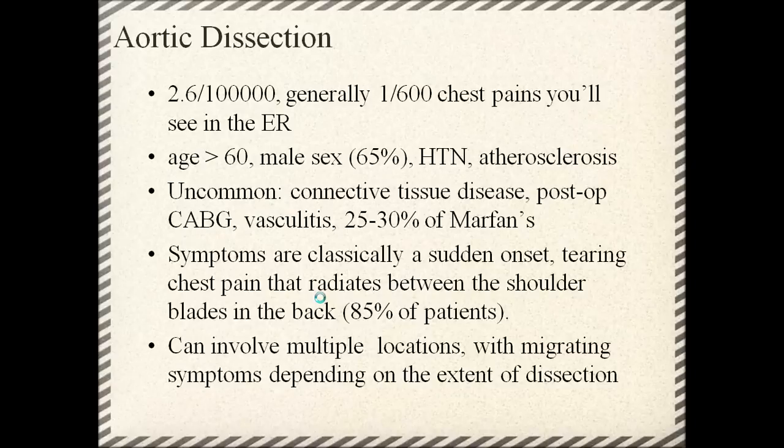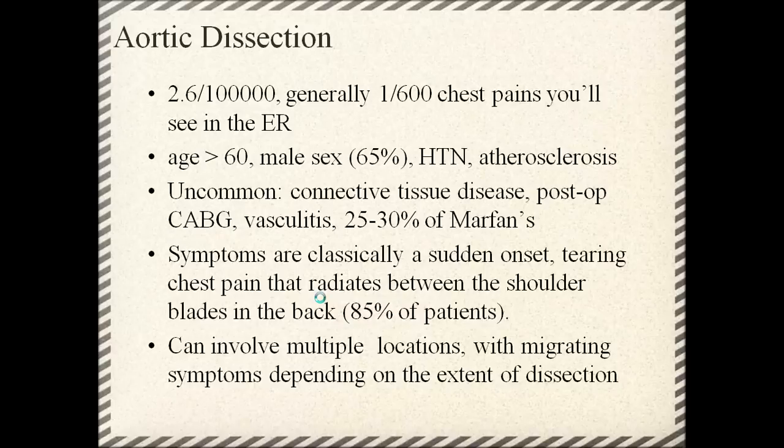The symptoms include a sudden onset tearing chest pain that radiates between the shoulder blades in the back. That's about 85% of patients, but it can involve multiple locations with migrating symptoms depending on the extent of the dissection. If you have patients who have chest pain and abdominal pain at the same time, you should think about this, especially those with risk factors. People who have chest pain and limb numbness, this should also attract your attention.